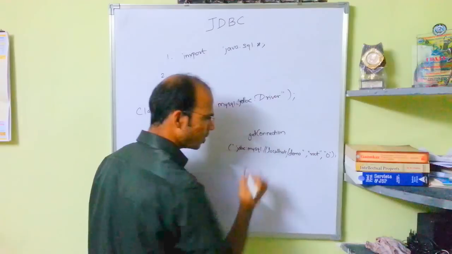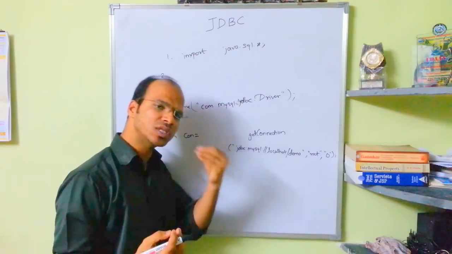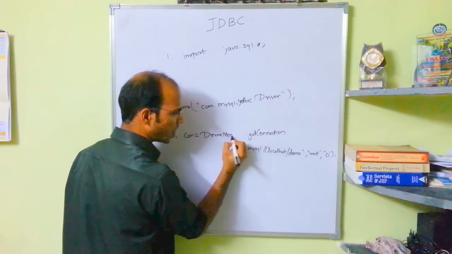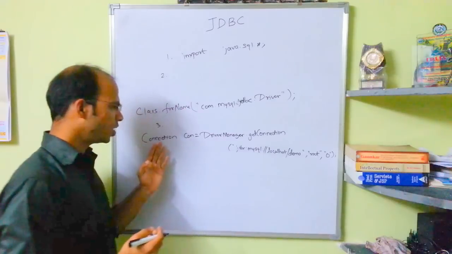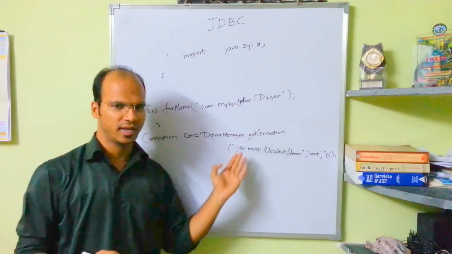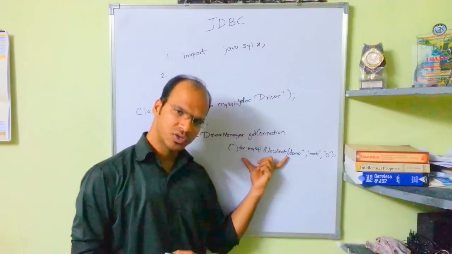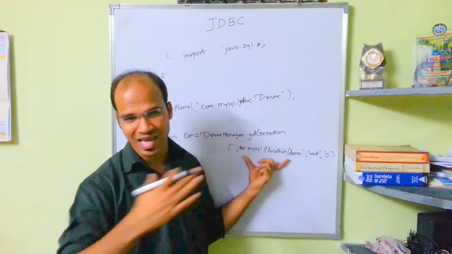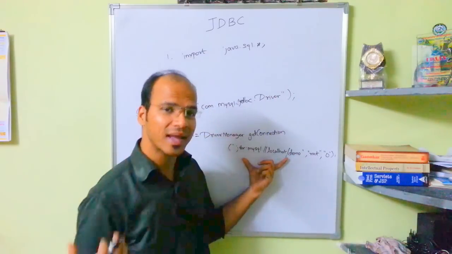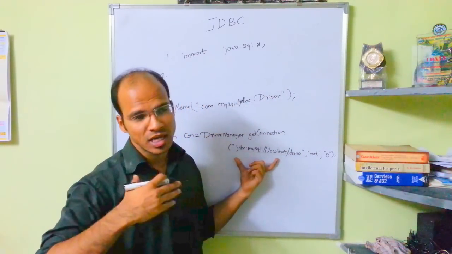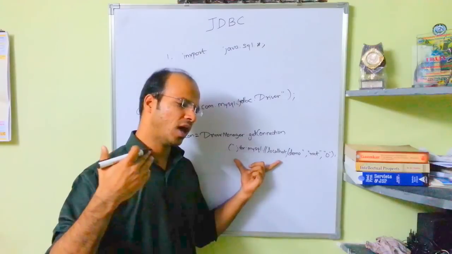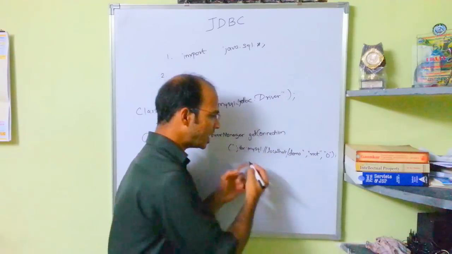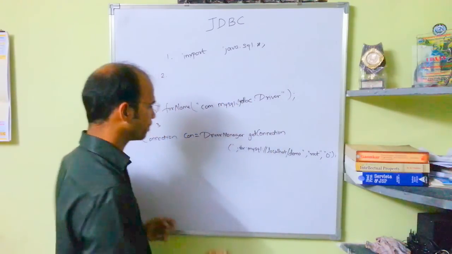But this method called getConnection belongs to some class, and that class name is DriverManager. So you have Connection con equal to DriverManager.getConnection, and you have this connection string. This is called the connection string. Again, if you don't remember it, it's no issue. You can search this string online. You will get the exact string. So if the database changes from MySQL to Oracle, the string changes. SQL Server, the string changes. Then you have MS Access, the string changes. So when the DBMS changes, the connection string changes. The program is the same.